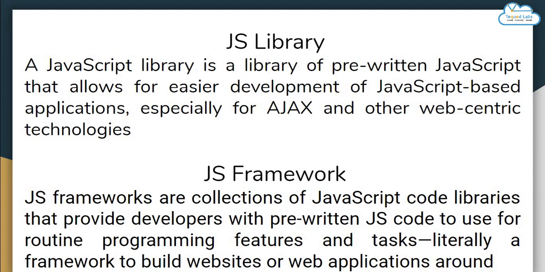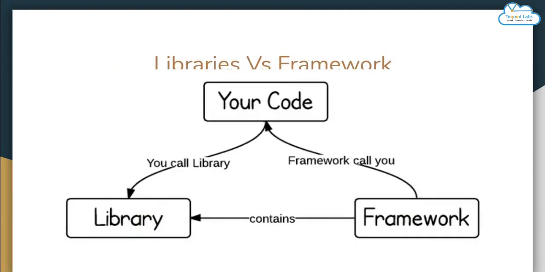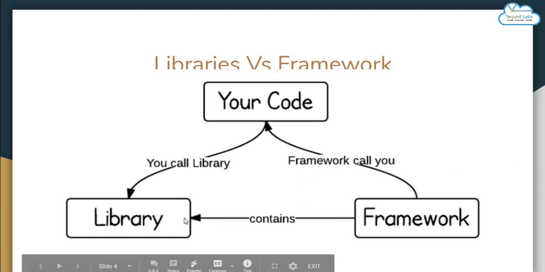Since a library is just pre-written code, there are not many rules here, right? So this is one more difference between a library and a framework. In this diagram, we can see libraries versus a framework. You can see your code, the library, and all those things are there. You can see the framework contains the library here, right? So a framework contains the library. I told you a lot of libraries come together to form a framework. The same way, the framework contains the library here, right?